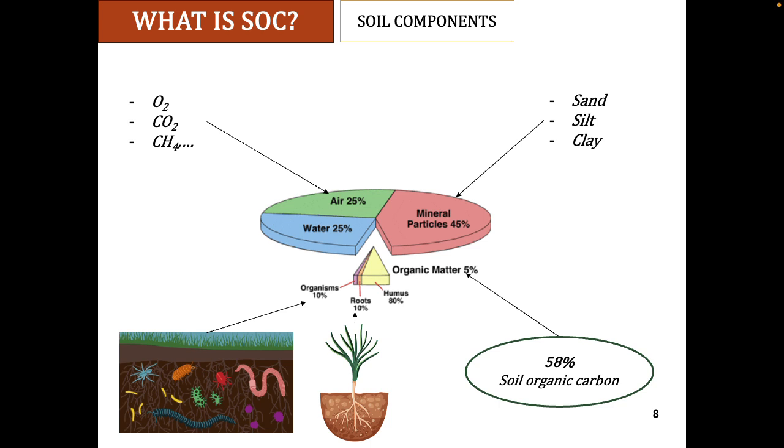And soil organic carbon is in every part of these 3 components of organic matter, and it represents more than half of the organic matter. So the organic matter is the umbrella term, and the soil organic carbon is the main part of it.